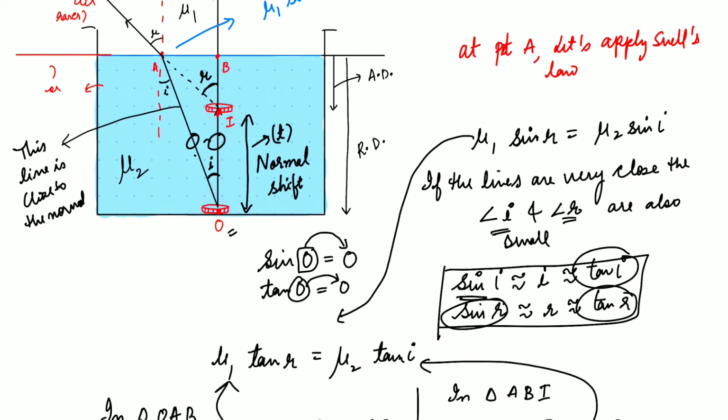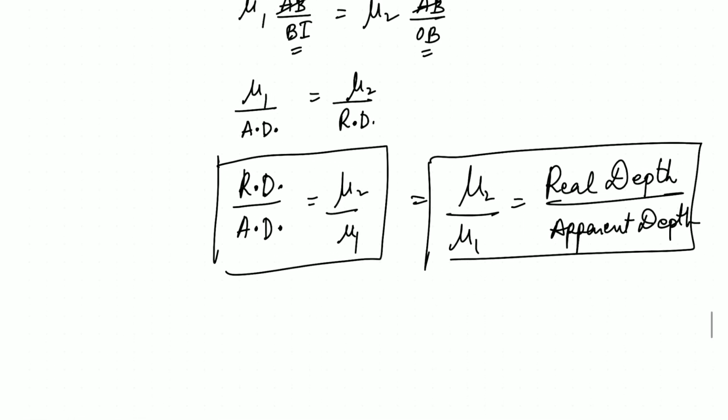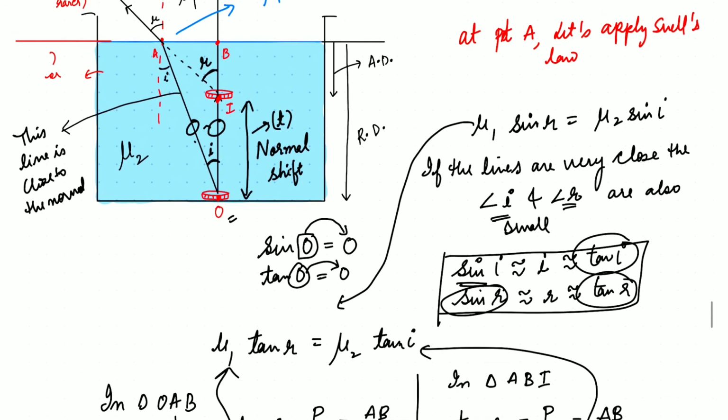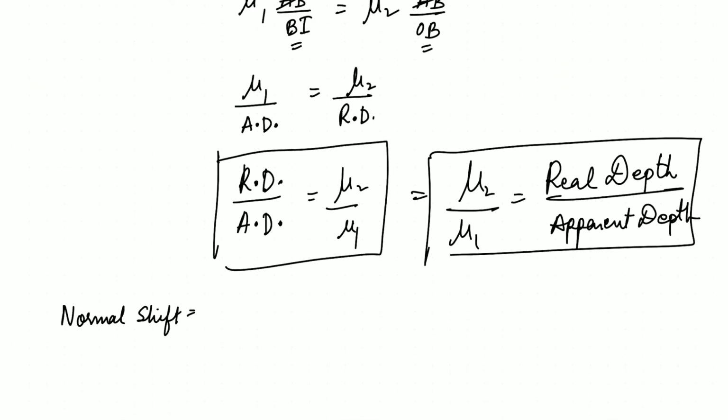So how can you calculate it? It's pretty simple. You have to subtract your apparent depth from your real depth, then you will get that value, right? So your normal shift, if you see it from the image, is real depth minus apparent depth. Yes, I hope you guys can understand. It's real depth RD minus your apparent depth. Yes or no? Right? Okay, great.